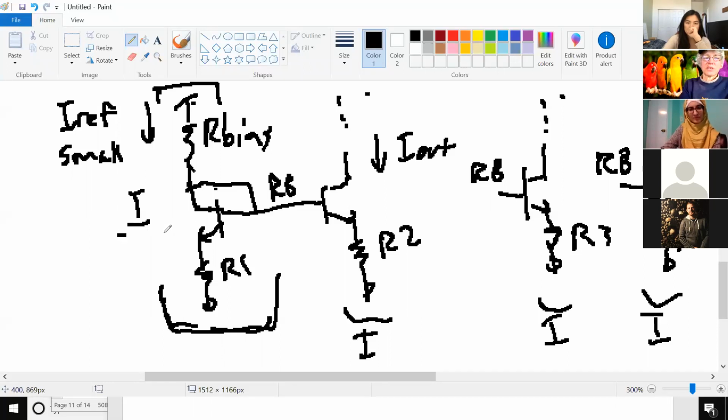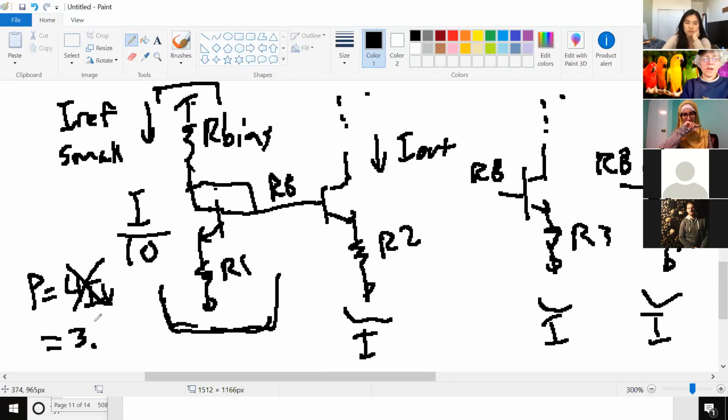But let's say you can actually use like I over 10 in this part of your circuit. In your amplifiers, you're probably going to have to use I to get the performance that you want. So these are still using I, but you can use a 1/10 of the current through this biasing circuitry and just use different R2, R3, and R4 to get the currents you need in your amplifiers. And then instead of P equals 4IV, now it's P equals 3.1 IV.